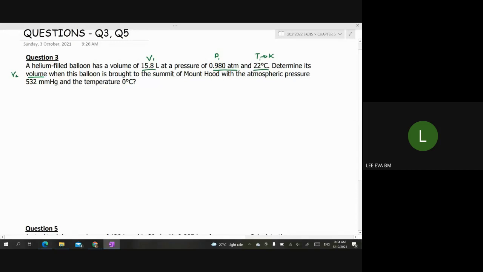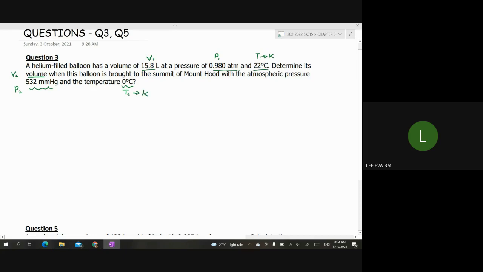Okay, so when this balloon is brought to the summit of Mount Hood with the atmospheric pressure 532 millimeter mercury, so we see the second pressure, isn't it? Millimeter mercury represent pressure. Jangan tanya, madam, macam mana tahu pressure? Kalau saya tak tulis atmospheric pressure, daripada unit awak kena faham. Millimeter mercury lah, Pascal lah, atau Newton per meter square, semua ini adalah unit pressure. And then the temperature, last one is 0 degrees Celsius. So again, temperature change into Kelvin.